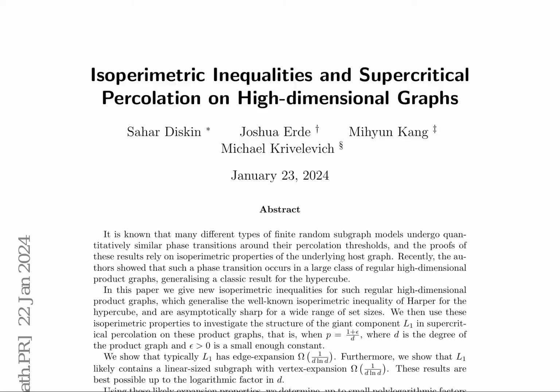Moving on to the topic of percolation, it has been shown that for a large class of high-dimensional product graphs, the phase transition that they undergo around the percolation threshold is quantitatively similar to that which occurs in the binomial random graph G(n,p). In this paper, it is shown that as in the giant component of G(n,p), in percolation on a high-dimensional product graph with degree d and order n, the typical mixing time of a lazy random walk on L1 is Θ(d²) = Θ((log n)²), and the likely diameter of L1 is Θ(d) = Θ(log n).